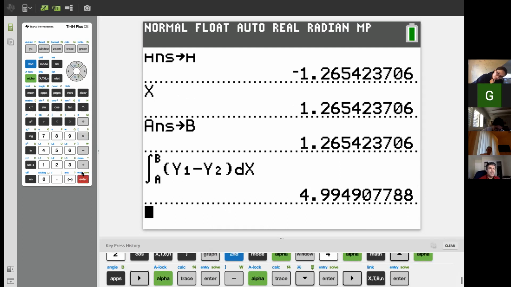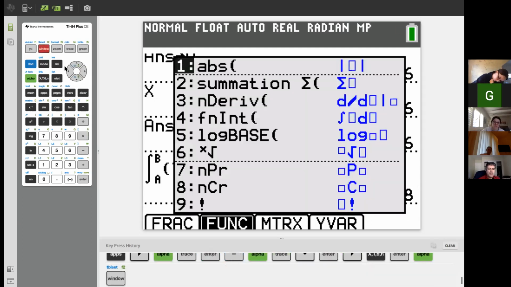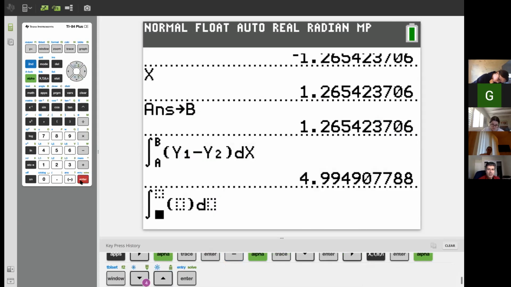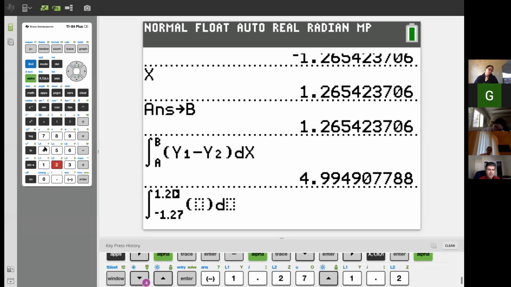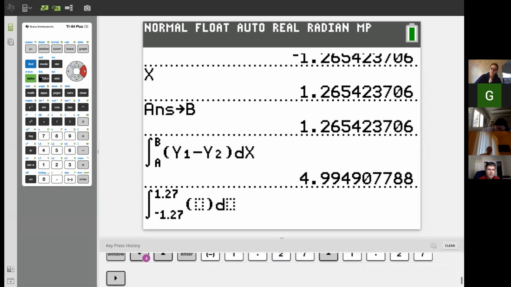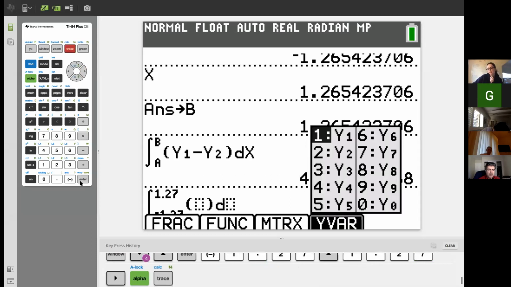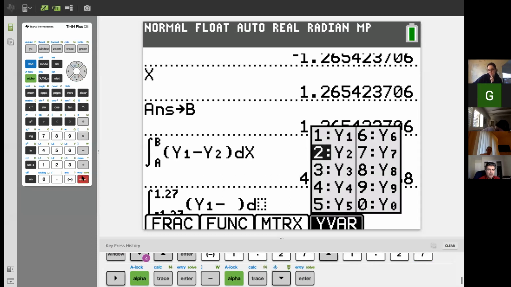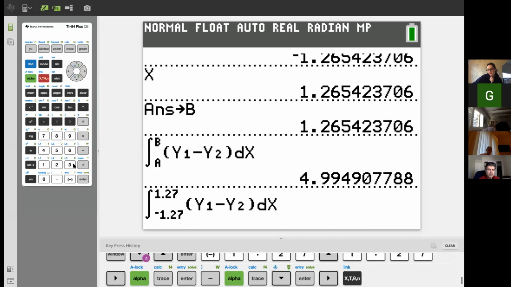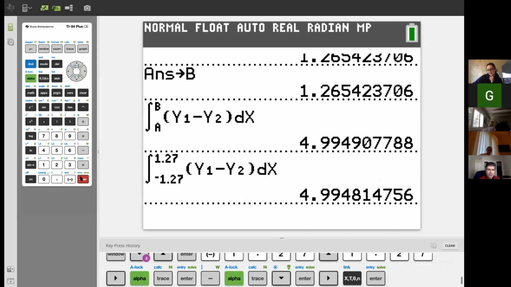Now, what if you didn't follow this level of precision and you rounded too soon? What if you put like negative 1.27 and positive 1.27? And then, of course, alpha trace y1 minus alpha trace y2, and then dx. Actually, we would have been okay. So I guess you would have been fine, but let's repeat that one more time.